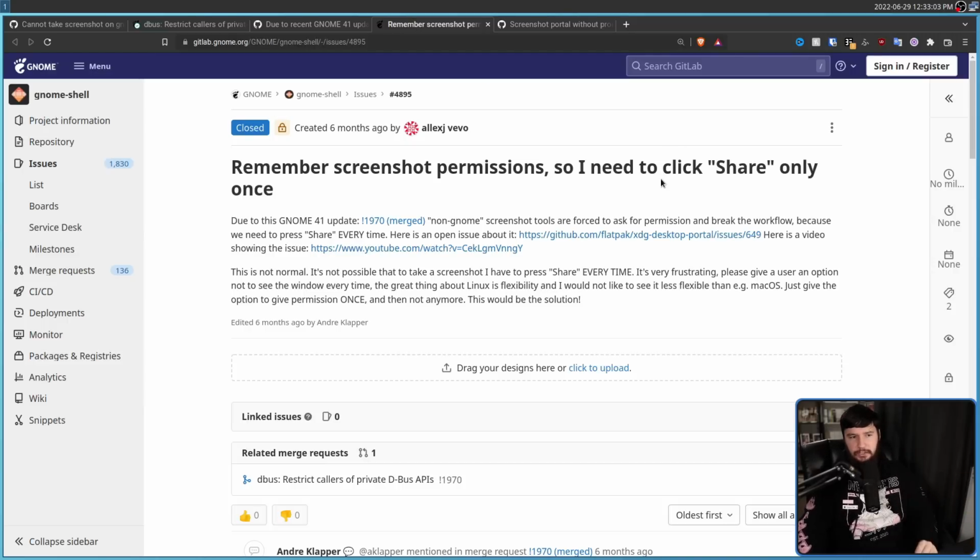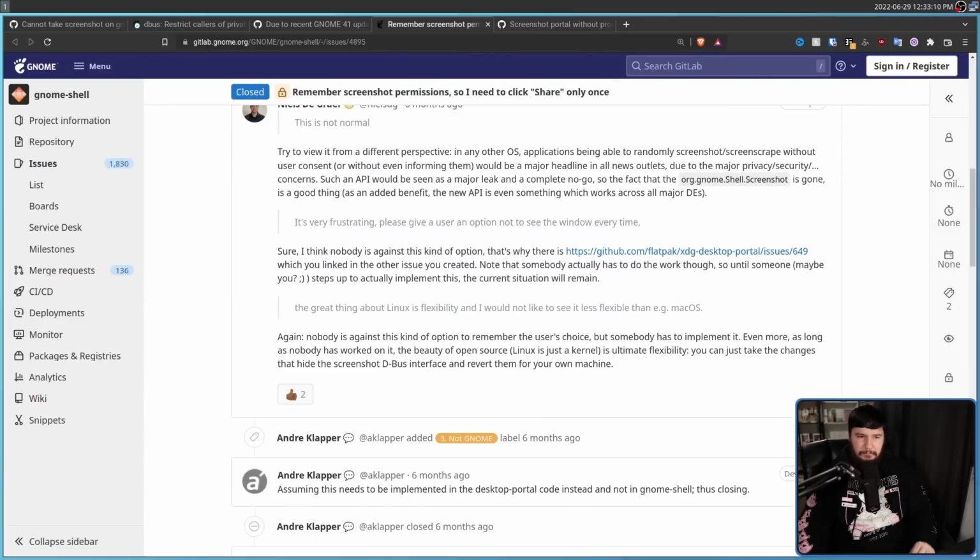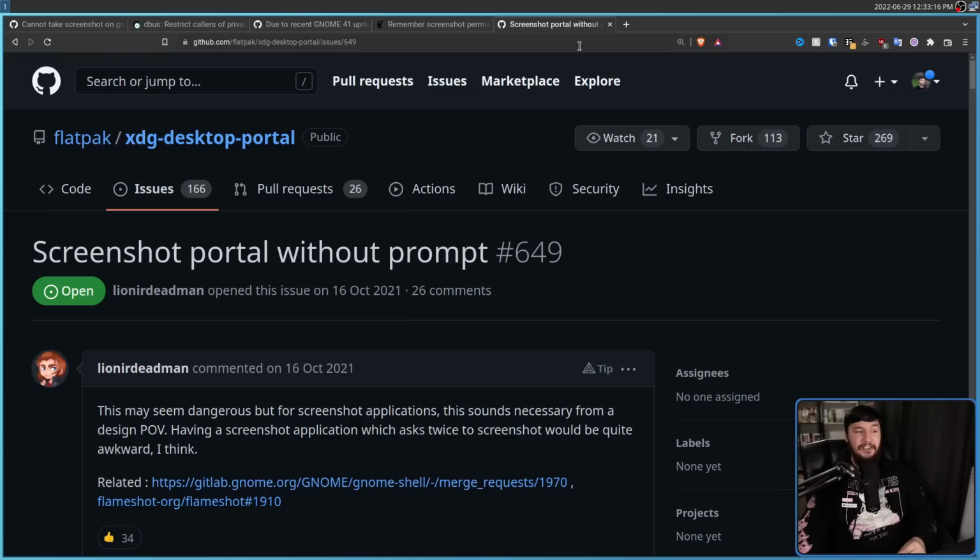Remember screenshot permissions, so I need to click share only once. And basically they said, well, this isn't our problem. We can't really fix this. Go and take this up with the XDG desktop devs. So someone else went and opened up an issue saying screenshot portal without prompt. And this is basically where the work should have probably been done in the first place.